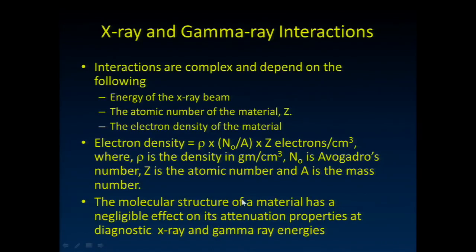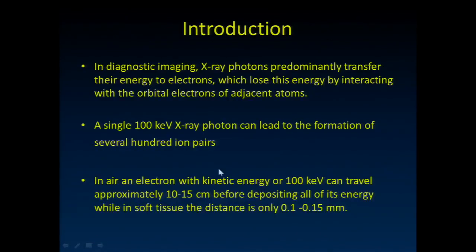It turns out that the molecular structure of material really is negligible in terms of its effect on the attenuation properties up at diagnostic X-ray imaging, right? Any of you who wear glasses realize it's not negligible down at the visible light range. You can bend light, refract light with a pair of glasses there, but the molecular structure is really negligible where we're going to be talking about. In diagnostic imaging, X-ray photons predominantly transfer their energy to electrons of the atoms, which are going to lose their energy by interacting with other adjacent atoms.